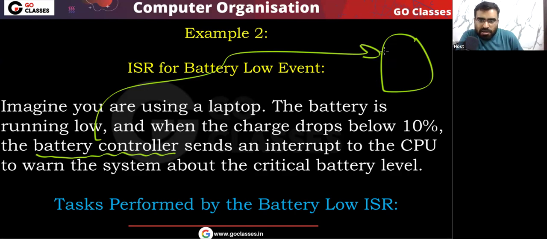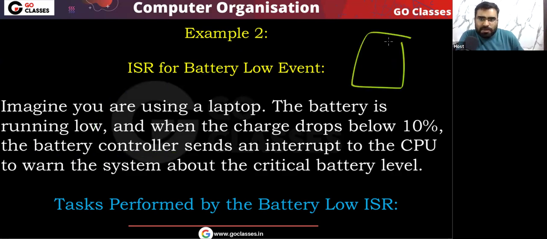Okay, the battery controller is sending an interrupt. Now what will the CPU do? The CPU will service this interrupt. To service this interrupt, the CPU will again execute some program. This program will be called the ISR for battery. Yes or no? This program will be called the interrupt service routine for battery. Is this point clear? Please tell me.